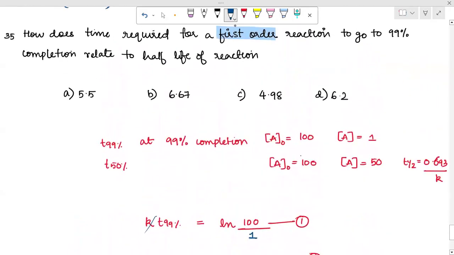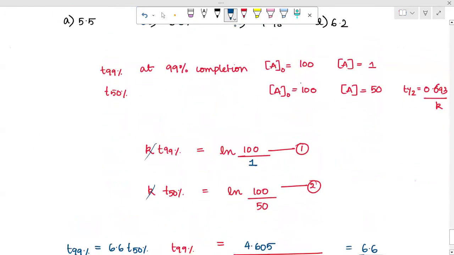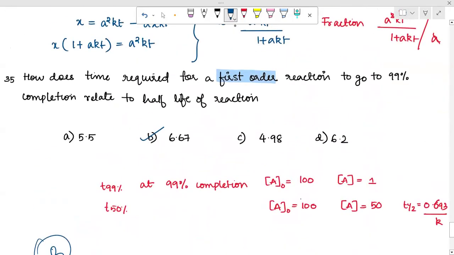So it's going to be option. Okay, I need to be more accurate. No, 6.2 and 6.6 are correct. Our correct answer is 6.6, option B.